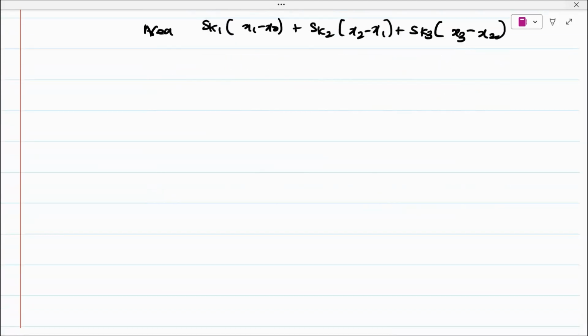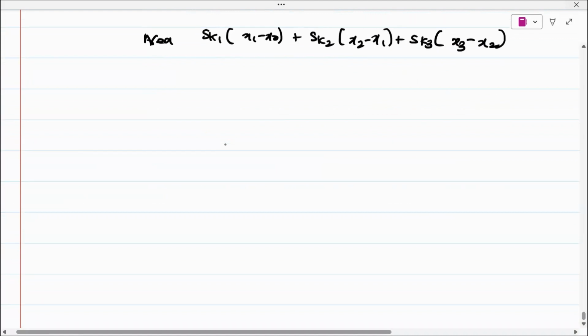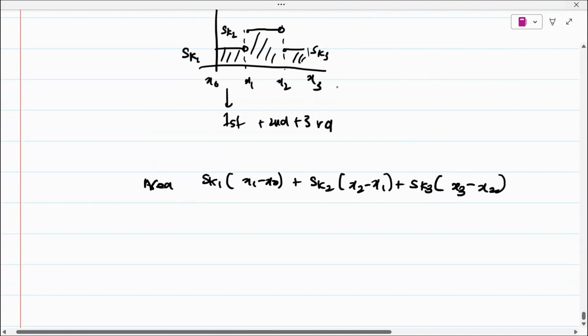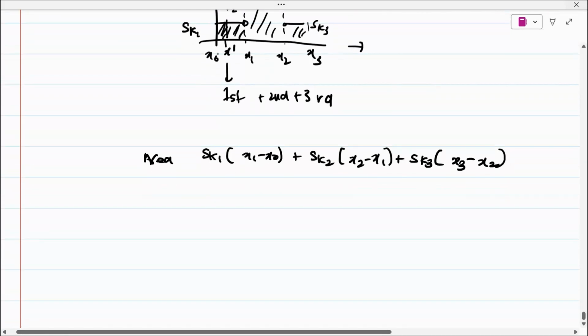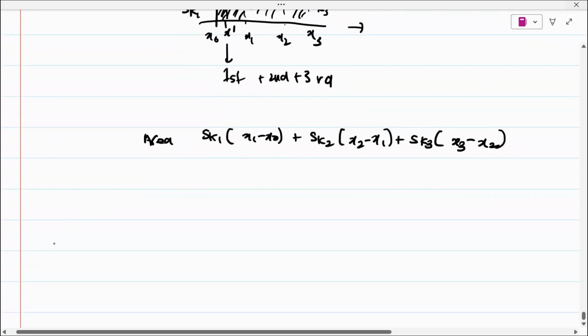There's also another important point to note: if you change or move these values, for example, you just shift this a little bit, the area will be the same. So that's an important point to note. And no matter how fine you make a subdivision, if you add another point x dash here, it's still going to add up to the same area. So that's the integral of the step function.